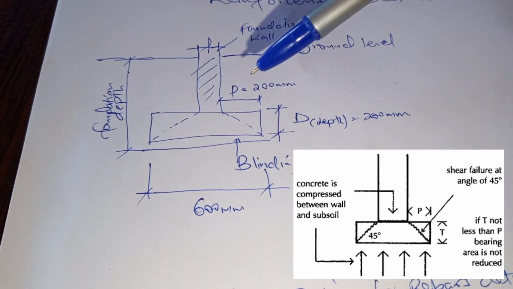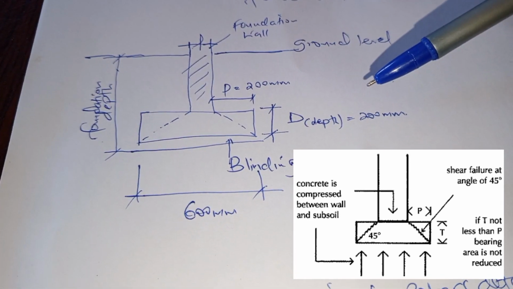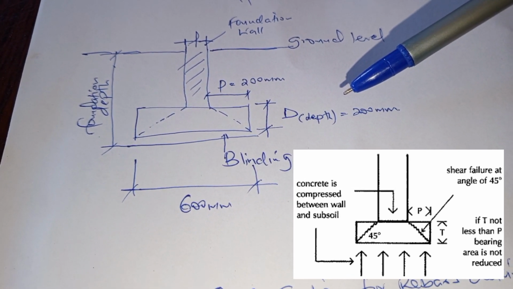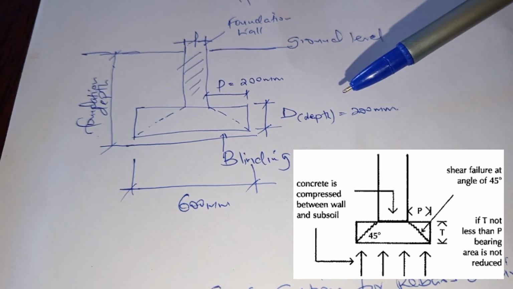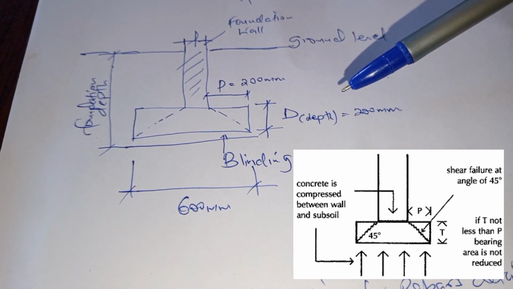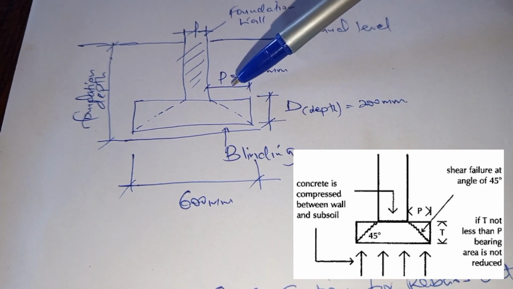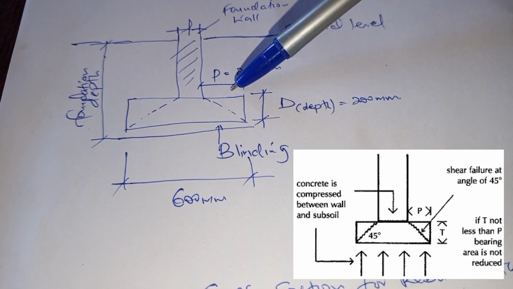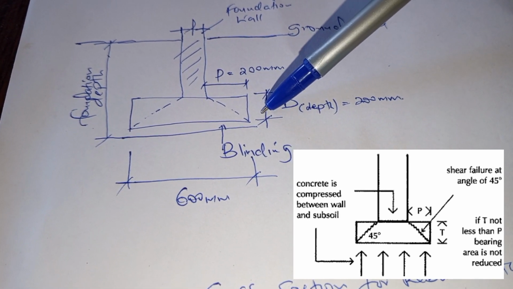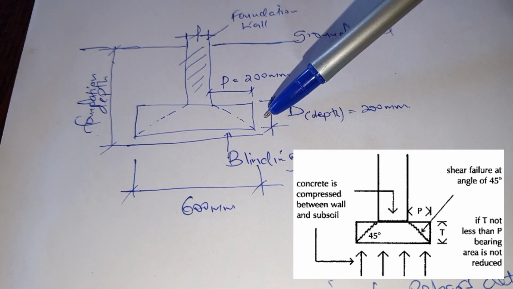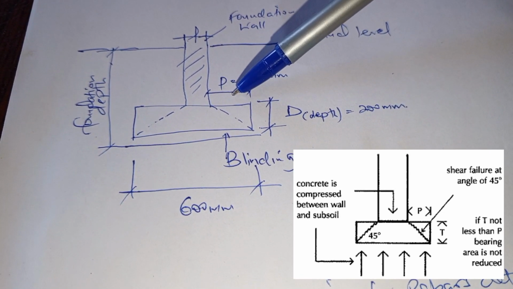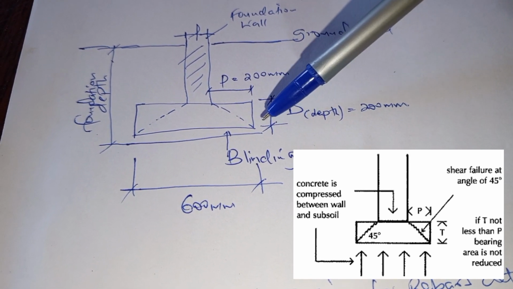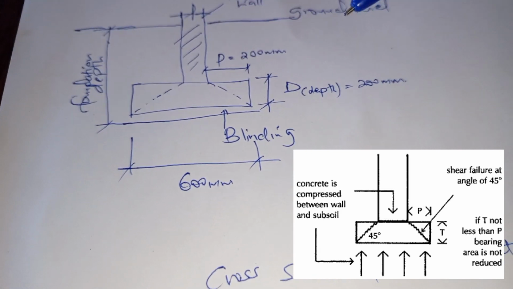As you can remember, in a right angle triangle, the two angles are 45 and one angle is 90, making a summation of 180. Therefore our P, whereby P is the projection of the footing, has to be equal to the depth of the footing. For example, if our P is 200 millimeters, then the depth of our footing shall also be 200 millimeters.